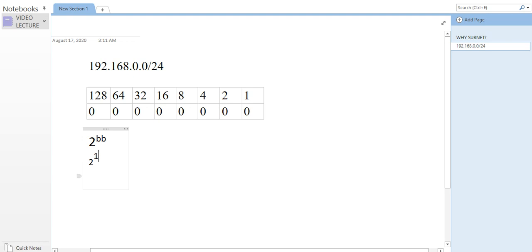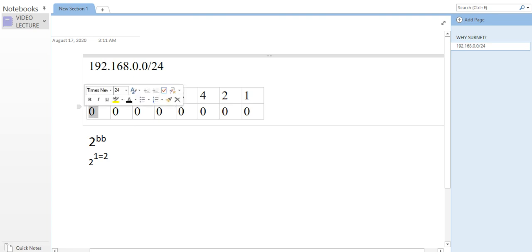Okay, how much would this give me? 2 to the power of 1, how much would it give me? That is the problem. So 2 to the power of 1 would give me exactly 2. So that is what we are looking for. Okay, we want 2 subnets, not 21 but 2. We want 2 subnets.